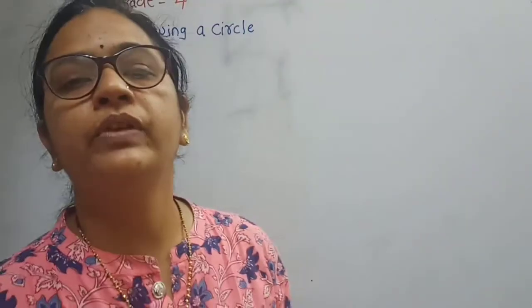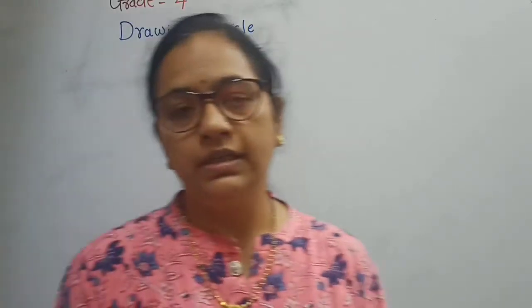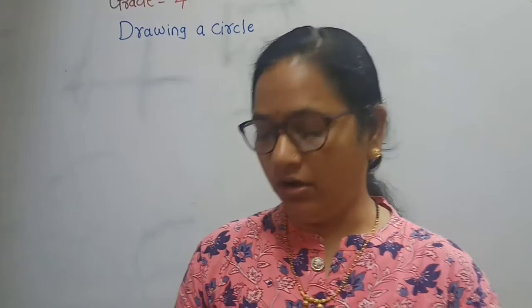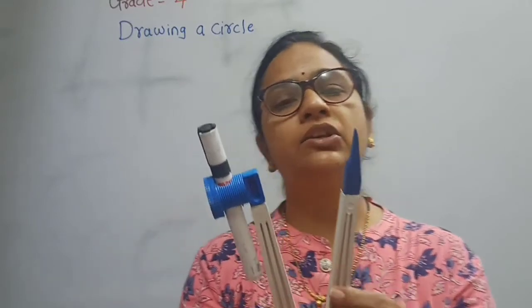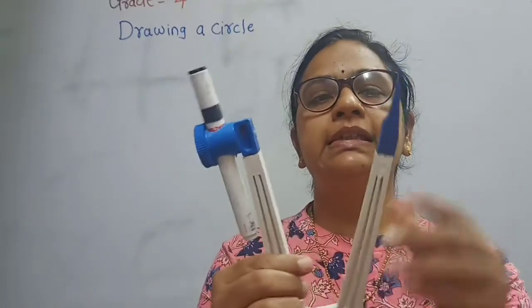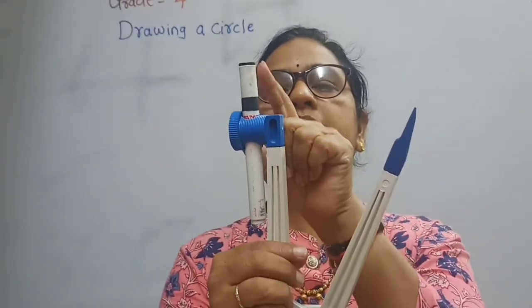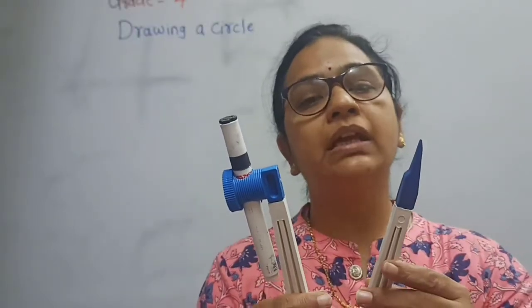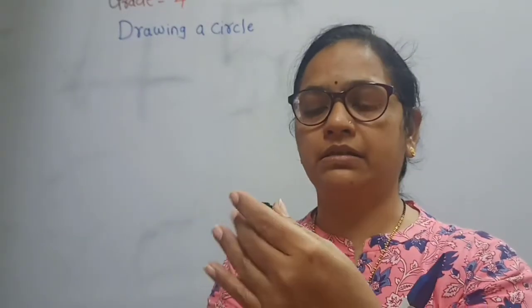Children, now we are going to learn drawing a circle. We can draw a circle with the help of a geometrical instrument called a compass. You can see this compass in your geometry box. In the compass there is a point and here is a space where you can put a pencil. With the help of this compass we can make a circle. So let's see how to draw a circle.